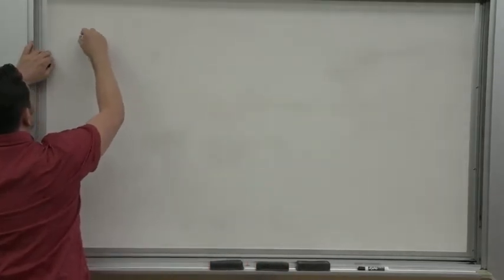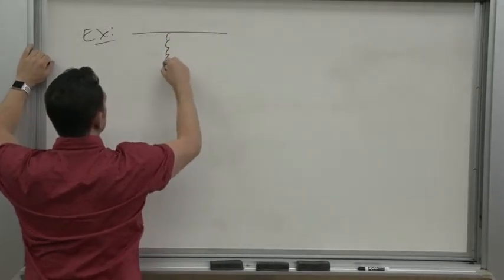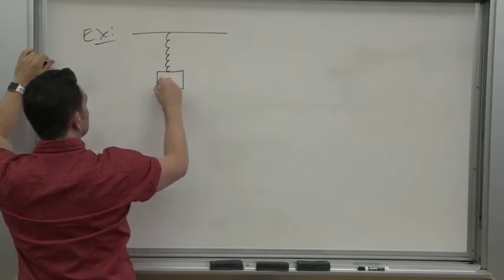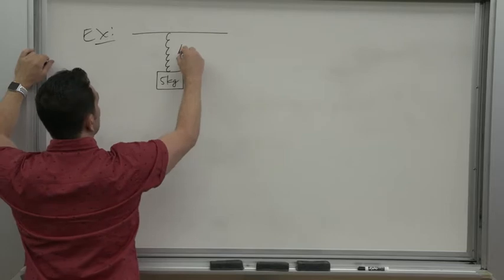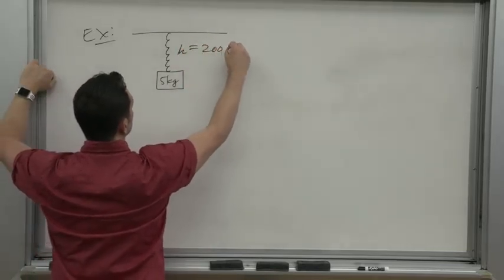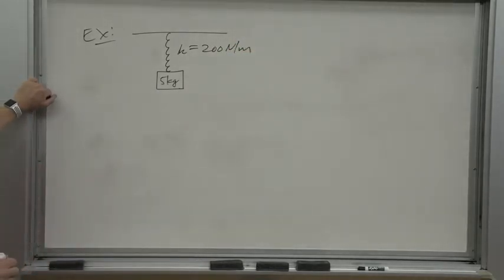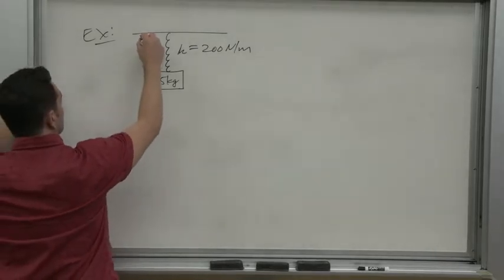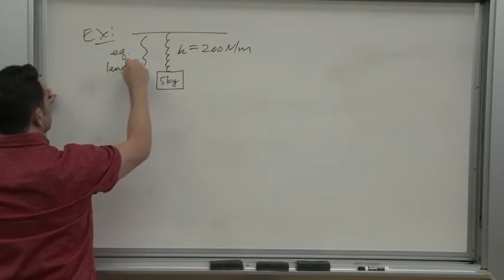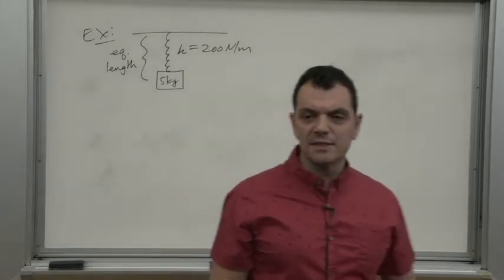Suppose a mass is released from rest. Let's have this be a 5 kilogram mass. Let's have this spring constant be 200 newtons per meter. And let's suppose that this is equilibrium length, meaning the spring is neither stretched nor compressed.